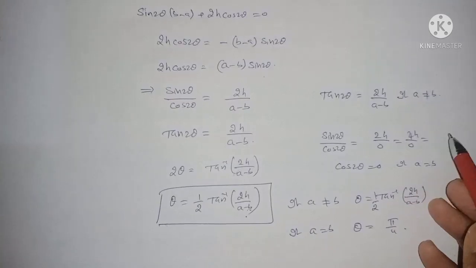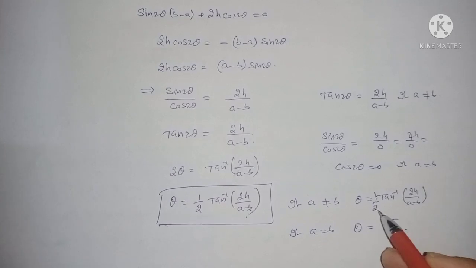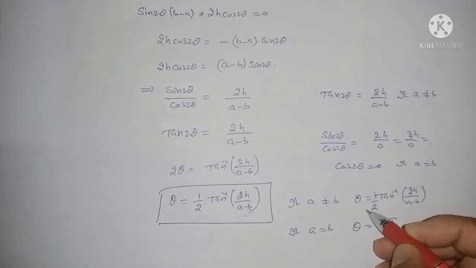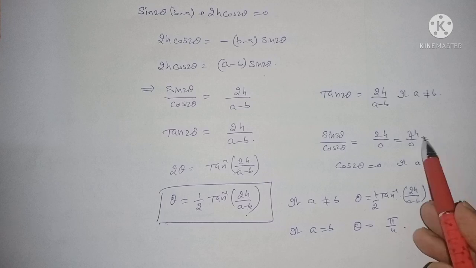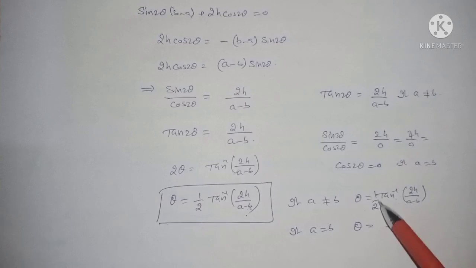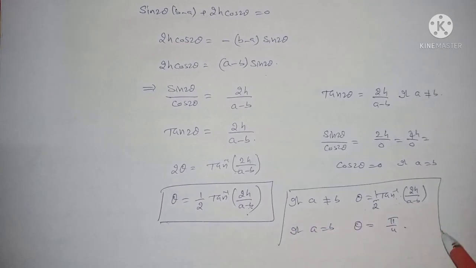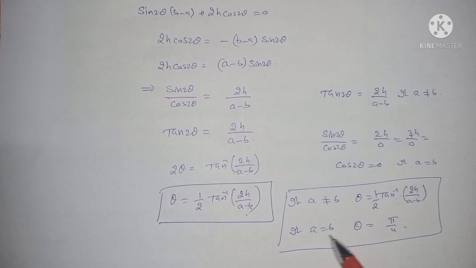It is 0. 1 by 0 is infinity, so 2 theta is pi by 2, which is 90 degrees. Pi by 2 into 1 by 2 is nothing but pi by 4. If a is not equal to b, theta is equal to 1 by 2 tan inverse 2h by (a minus b). If a is equal to b, then theta is equal to pi by 4. Okay, clear.